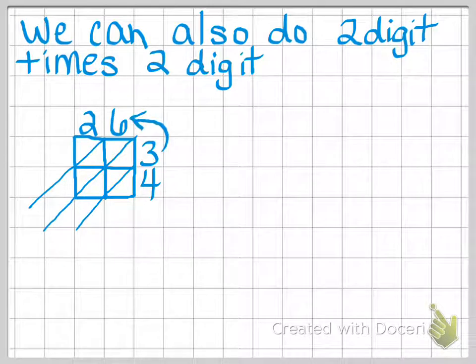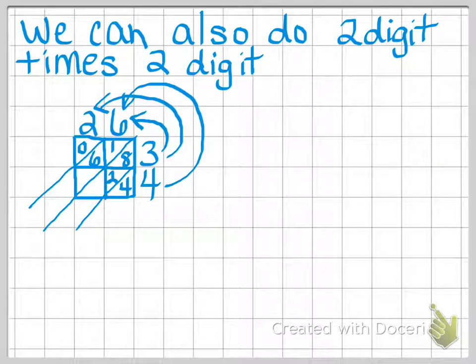We're going to do 3 times 6, which gives us 18. Then we're going to do 3 times 2, which gives us 6. Now we're going to jump down to that 4, and we've got to do 4 times 6, which gives us 24, and 4 times 2, which gives us 8.